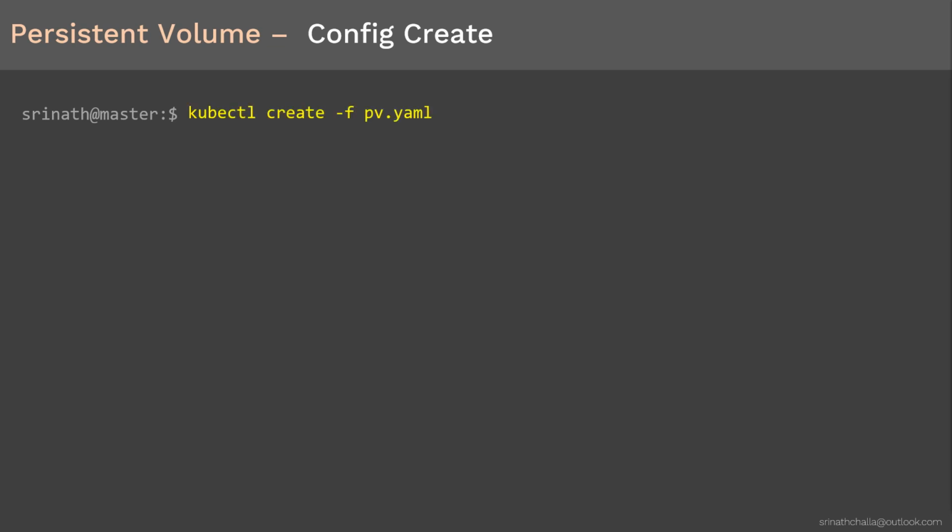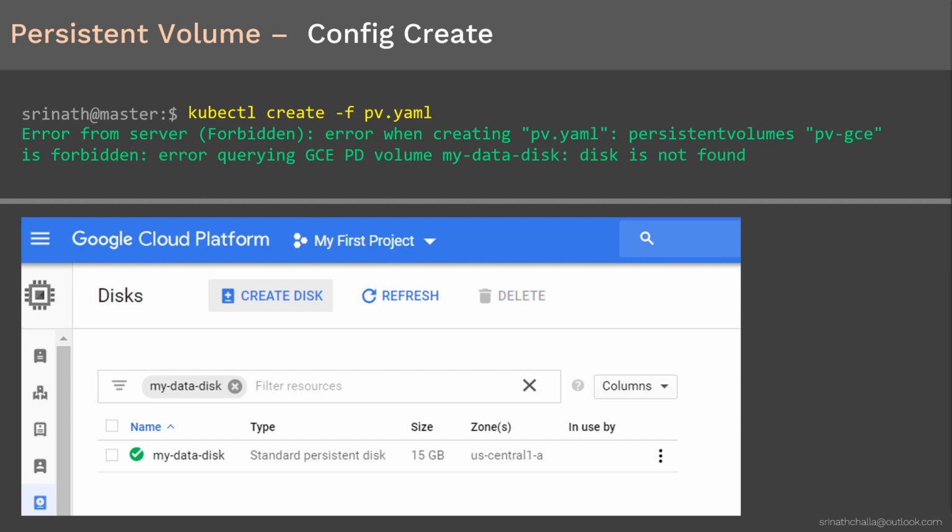We will create the PV by running the kubectl create command followed by the -f option with a file name. As you see, something went wrong. Looks like my data disk which we have defined in the PV config file is not created yet. So you need to first create that disk on Google Cloud before you actually reference it in the PV config file. The disk size you create on Google Cloud should be equal to or a little over what you reference in the config file. Here is a screenshot of my data disk of size 15 gig. Now we can rerun the kubectl create command to create this PV.